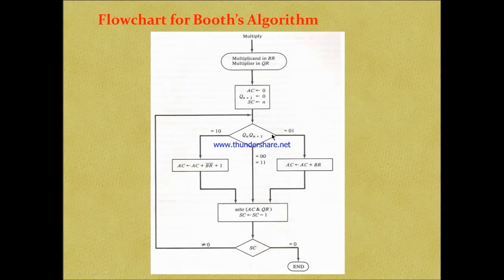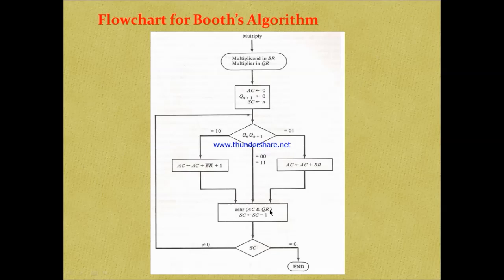If it is 0 1, then we will go in this direction and we perform AC plus BR. That means accumulator plus multiplicand, and the result is stored in the accumulator. Then this value comes here, and here we see that we will go for arithmetic right shift of AC and QR. AC will come from here, and QR is nothing but the multiplier.